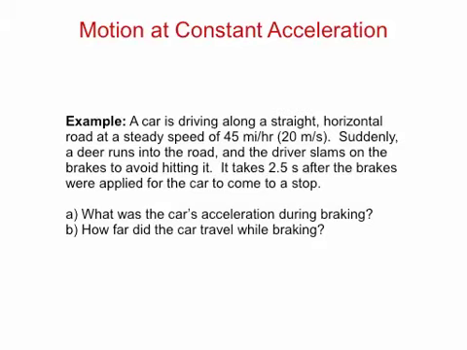A car is driving along a straight horizontal road at a steady speed of 45 miles per hour, which is about the same as 20 meters per second. Suddenly, a deer runs into the road and the driver slams on the brakes to avoid hitting it. It takes 2.5 seconds after the brakes were applied for the car to come to a stop. Part A asks, what was the car's acceleration during braking? And Part B asks, how far did the car travel while braking?